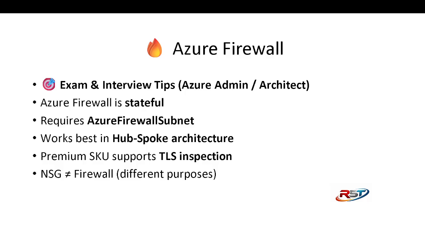Premium SKU supports TLS inspection. This is very important. TLS, transport layer security inspection: it decrypts the encrypted data and checks the packets. Sorry, it checks what packets are there inside the encrypted data. After decrypting, it checks, and then it encrypts again and sends it to the destination.